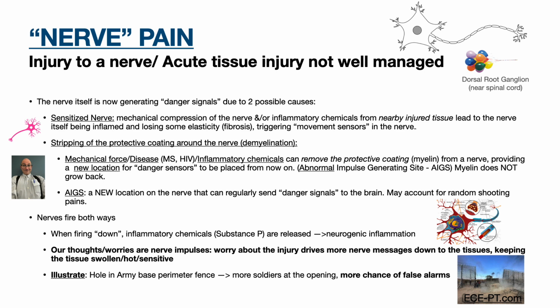And so now it's getting irritated, or the nearby tissue that's inflamed is now irritating the nerve itself, inflaming the nerve, and that will cause the nerve to lose some of its elasticity, something called fibrosis. And so now, again, danger signals coming from the nerve, and you have some of those tingling, numb feelings, a deep, achy feeling stemming from the nerve.